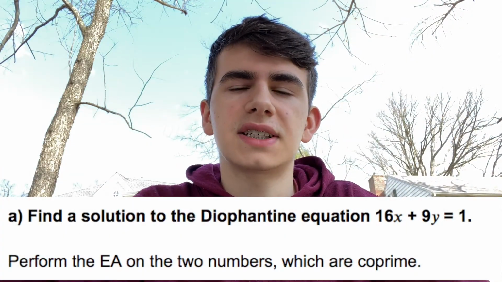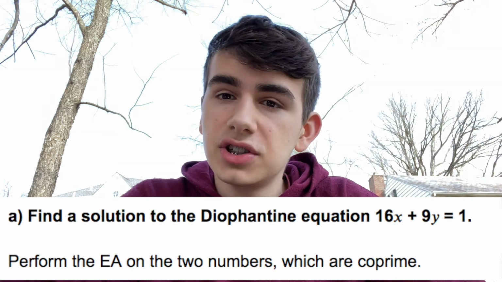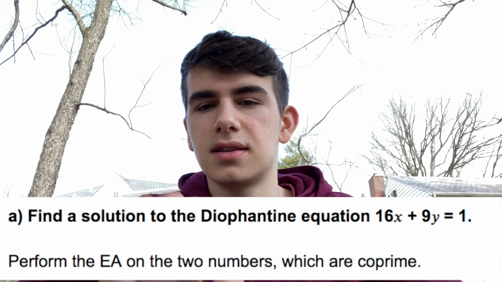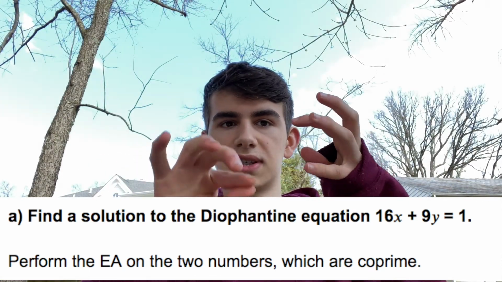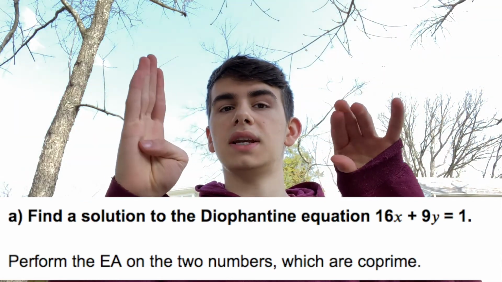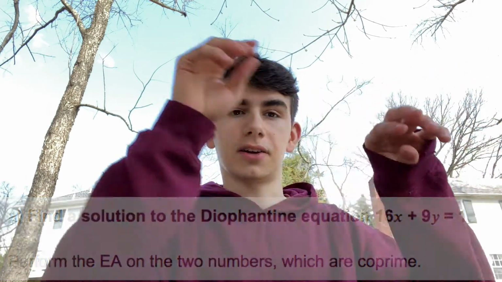So let's dive in. The first problem is: find a solution to the Diophantine equation 16x plus 9y equals 1. So what we can actually do is apply the EA on the two numbers, and then there's a method where you can sub in the different equations that you get from the EA to actually get 1 in terms of multiples of 16 and 9 added together.